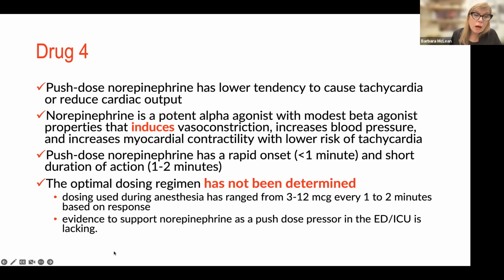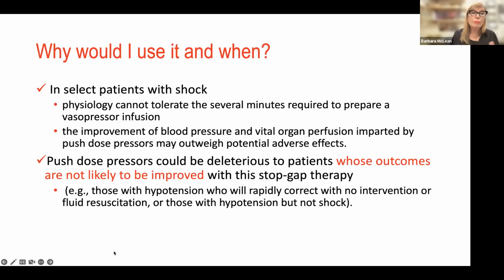Not because we don't have a norepinephrine drip, but because the patient's blood pressure has dropped so significantly that they're going to die if the blood pressure doesn't rise. So why do we use it and when? In select patients with shock, right? Patients who physiologically are going to infarct their brain or their heart or their kidney if we don't do something right now about their hypotension.